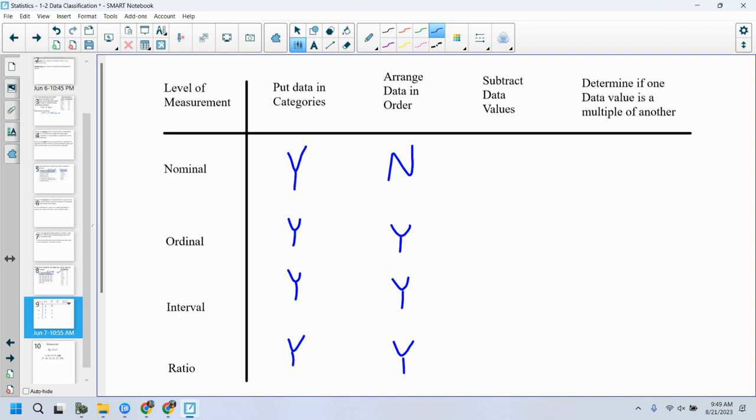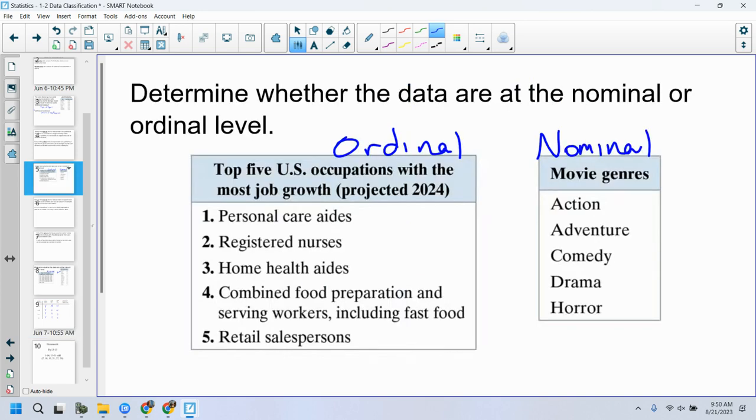But then when I jump to the interval level, subtract data values, okay, I can't do that with nominal. I can no longer do that with ordinal. I know it may seem like you might be able to, but you cannot subtract the data values anymore. Let me jump back to this. You might be thinking, wait, you ranked them. So can't I take 5 minus 1?